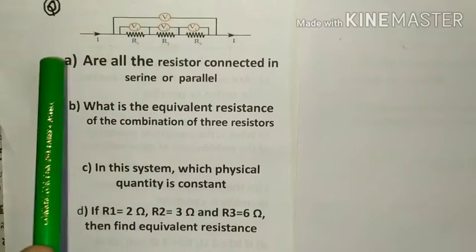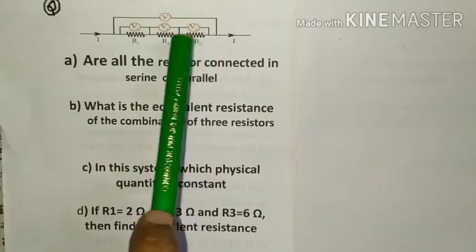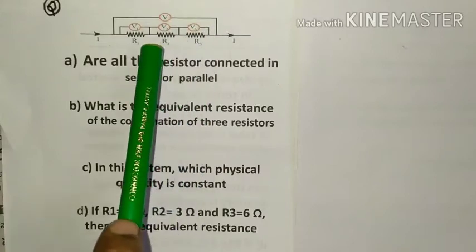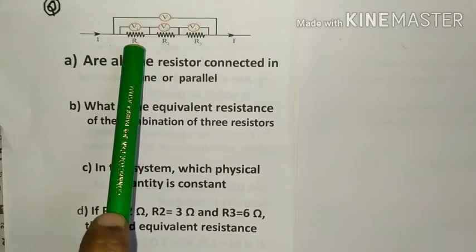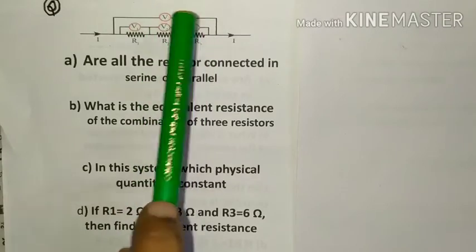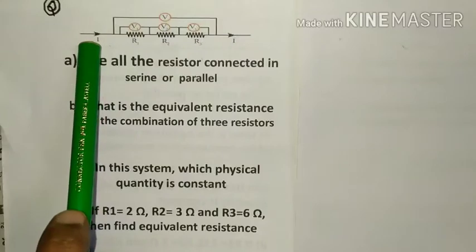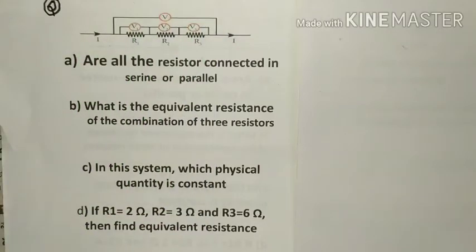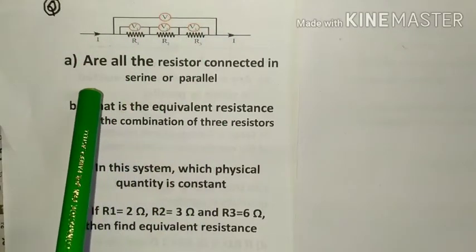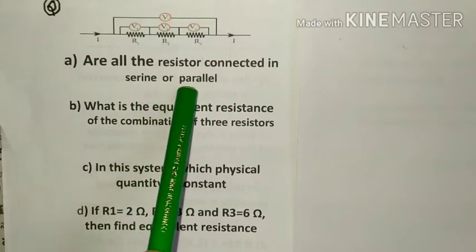Observe the diagram. Here R1, R2, R3, three resistors are connected. The potential difference on R1 is V1, on R2 is V2, on R3 is V3. So the current passing through the circuit is I. Now look at the questions. Are all the resistors connected in series or parallel?